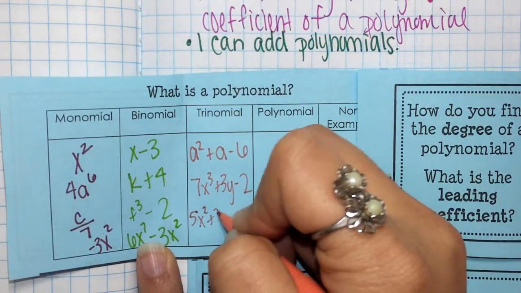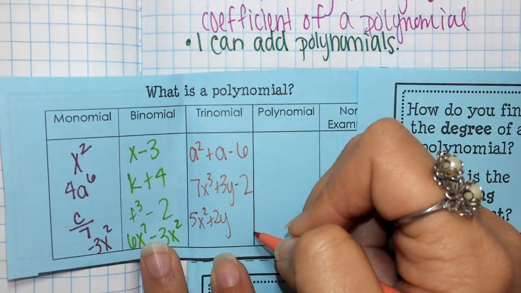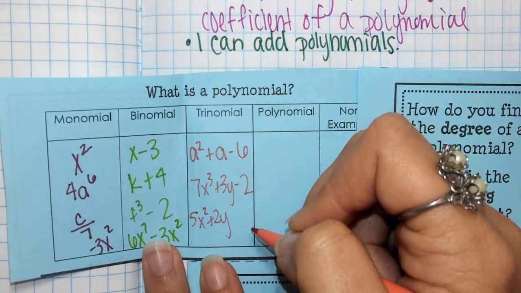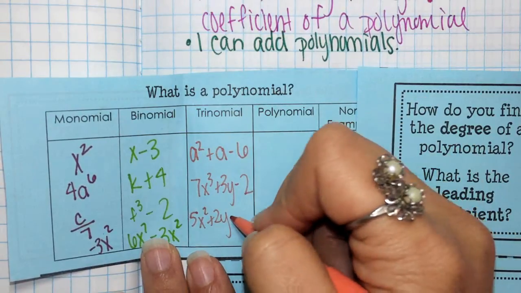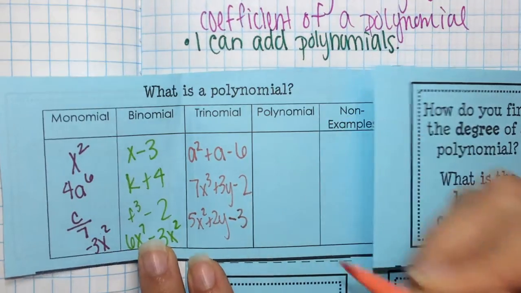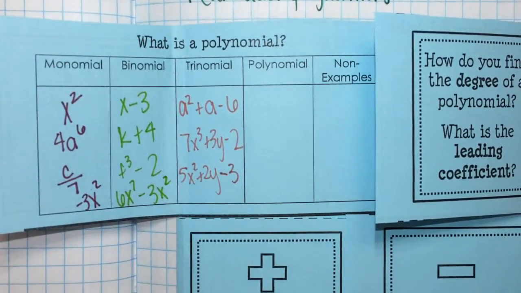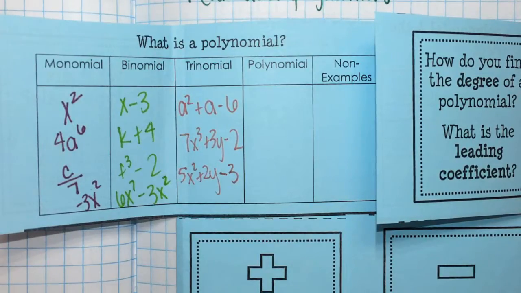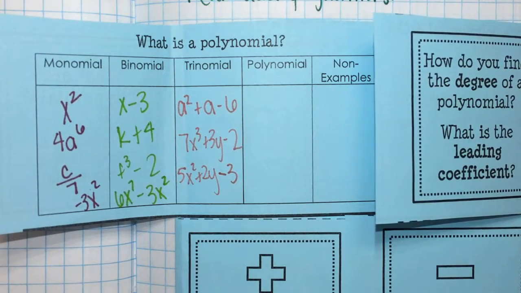5x squared plus 2y. That's only 2. We need one more. Thank you. Any questions on any of those? Yes, no, maybe so. Love it when you answer me. Okay, polynomial means it has more than 3.